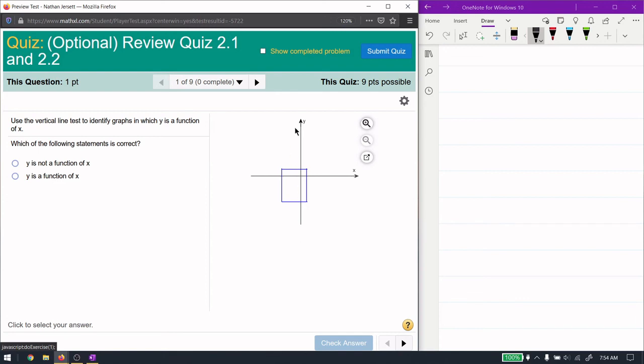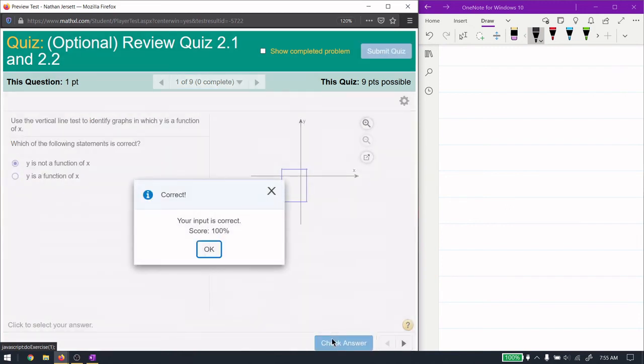If we just cut a vertical line down through this, you could choose a bunch of different ones here, and it'll cross twice. Even the y-axis is a vertical line that crosses the blue rectangle here twice. So this is definitely not a function. It does not pass the vertical line test.